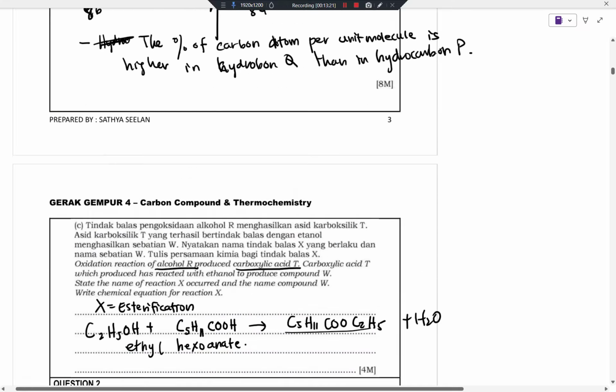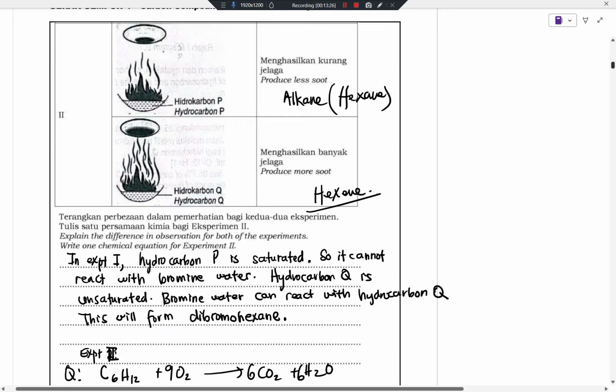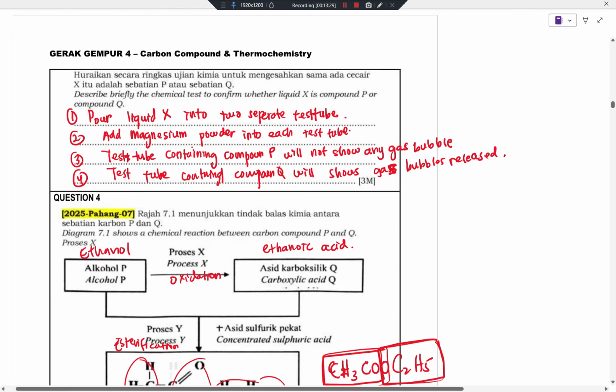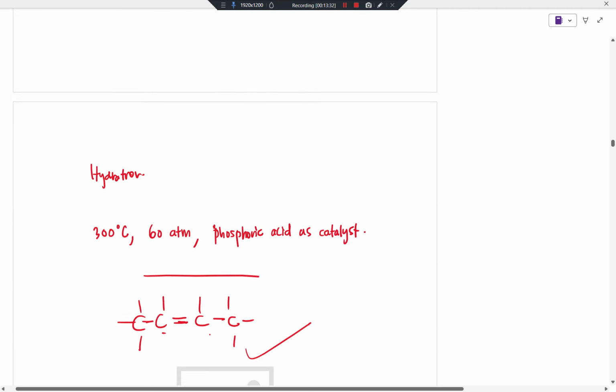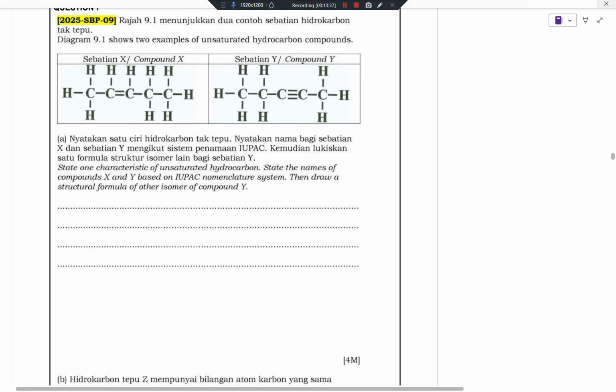Okay, right. That is about question 1. Now move on to the next incomplete question, which is here, question 7. SPM question. So we can see two compounds here. We have never seen alkyne. Here is now alkyne. Okay, alkene and alkyne. So I'm expecting they are asking alkyne also, because it's never been asked, I think, in the SPM history. So both are unsaturated.